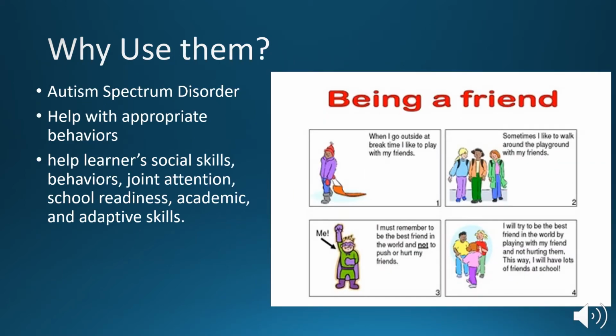Why use them? According to evidence, social narratives are most beneficial for people with autism because people with autism usually have problems in communicating effectively and displaying appropriate behaviors in social situations. By showing these students correct behaviors in short stories, the hope is they too will display them. This evidence-based practice can help learners' social skills, behaviors, joint attention, school readiness, academic, and adaptive skills.